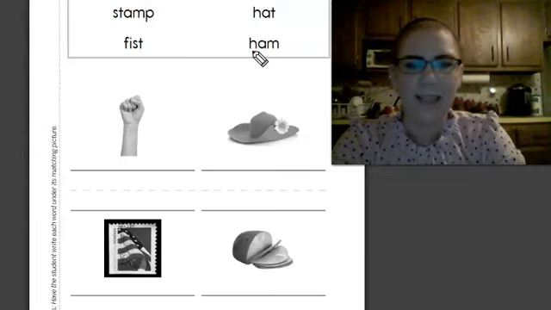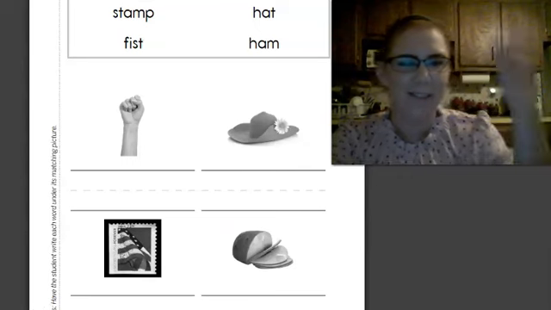One more. Let's do it together. Ham. Find the picture of the ham and write the word ham underneath it. Great job! When you're finished, give yourselves a pat on the back.